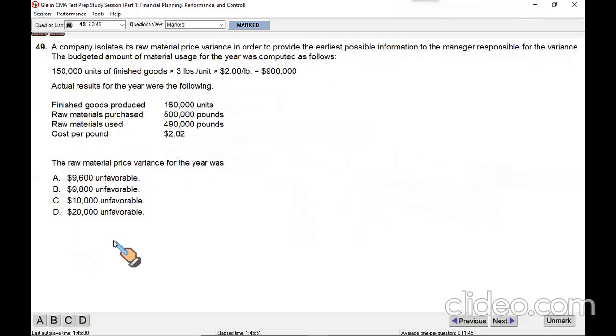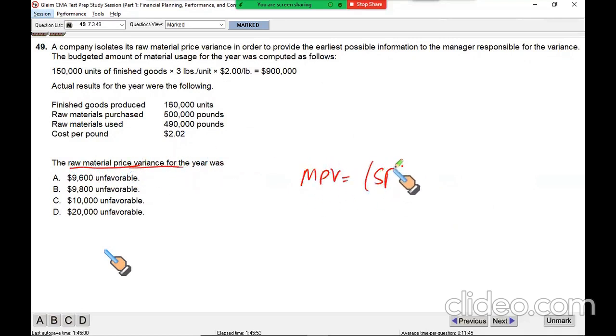Perfect. Okay, this is a good one. Price variance. The question says calculate the material price variance. Simply write the formula. Material price variance is the standard price minus actual price multiplied by, it could be either actual quantity. Now, please listen, very fine point. It could be either actual quantity purchased or actual quantity used. We don't know which of these we should use as per the question.